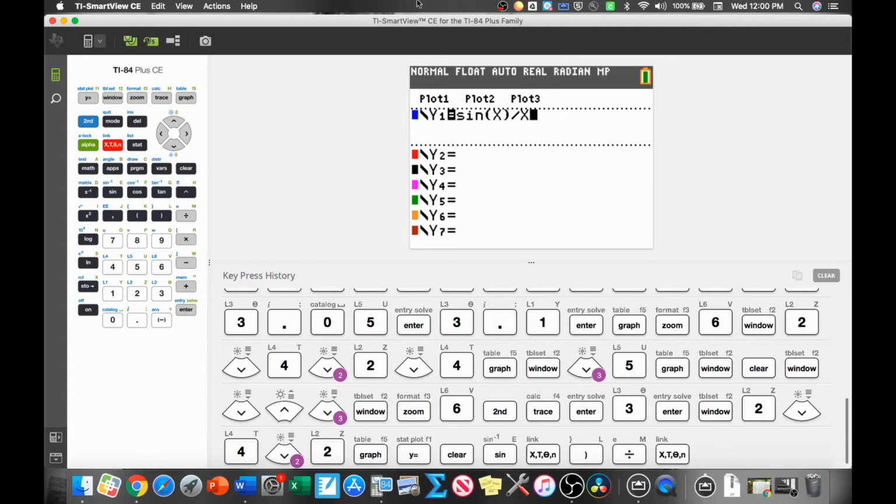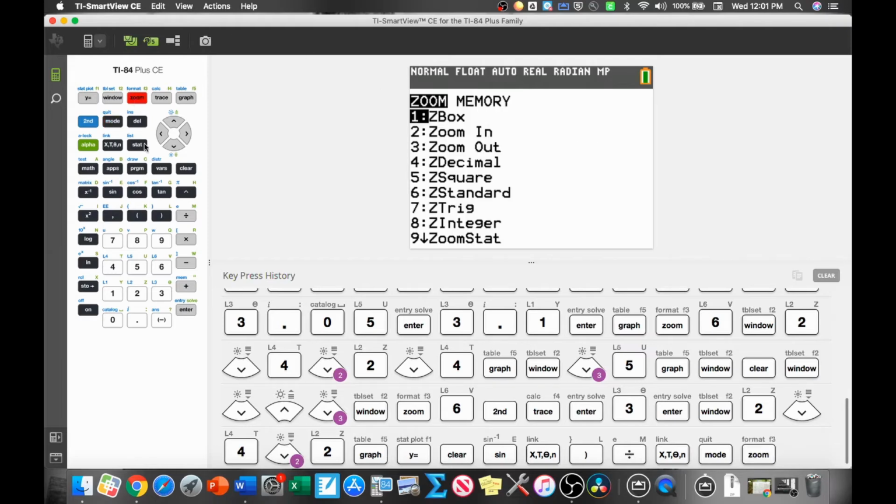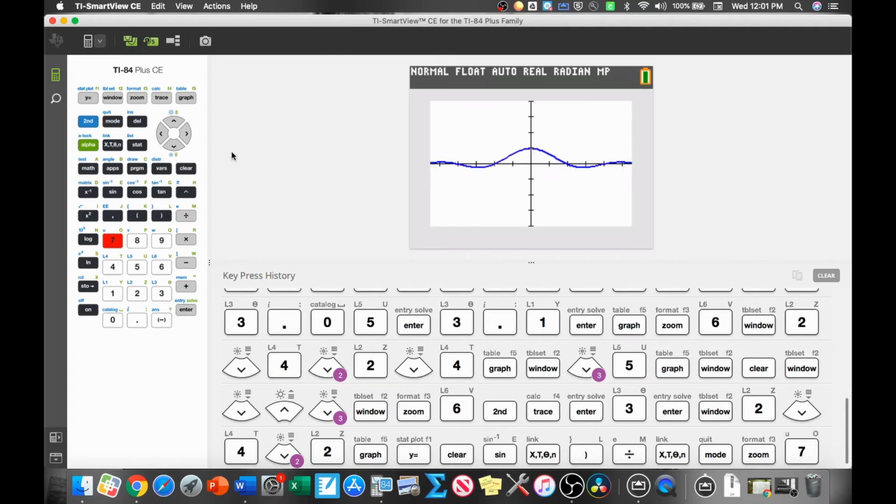If you are not in radian mode, you need to go on your calculator to mode right there, and you need to arrow from degree over to radian, highlight radian, and hit enter and change it, because if you're graphing trig, you need to be in radian mode. Okay, so I'm going to go zoom 7, zoom trig, okay, and there's the curve of sine x divided by x, okay. And I can also take a look at my table, which is one of the reasons why I entered the function in.